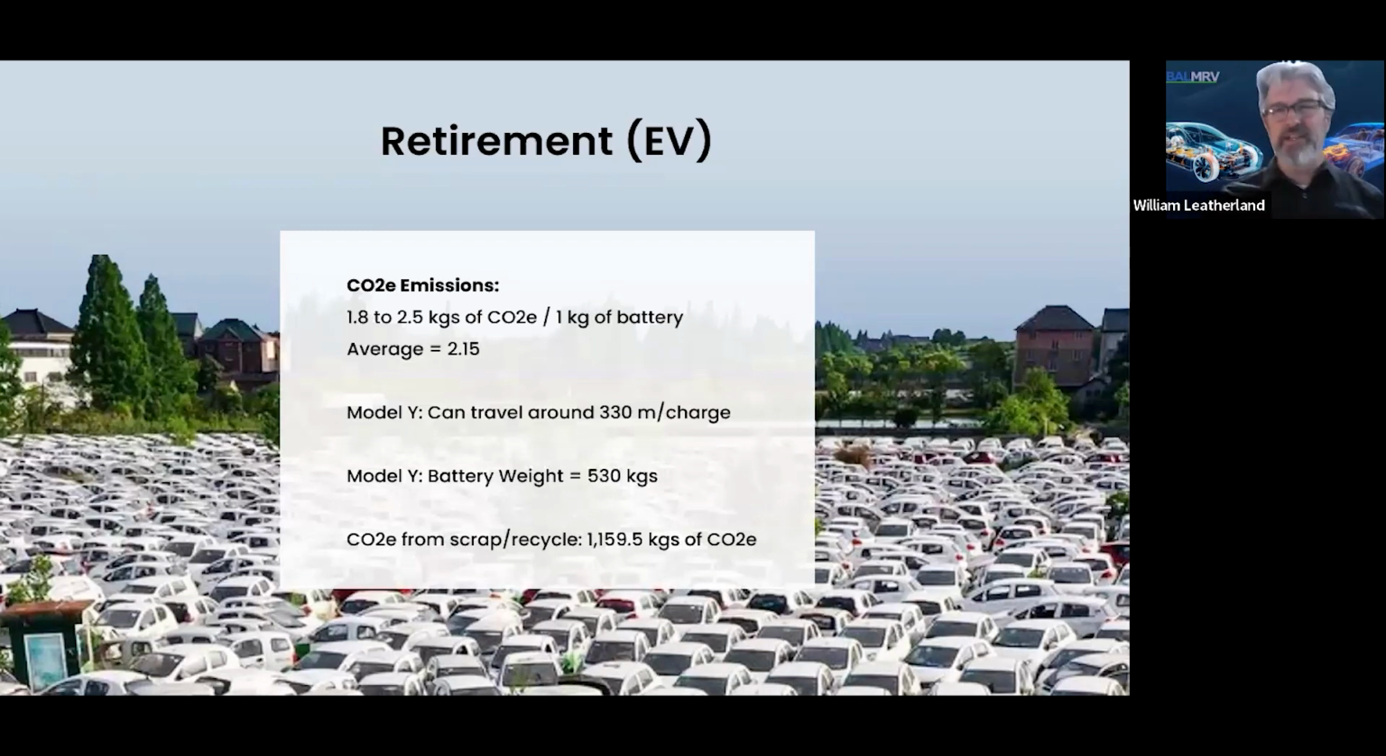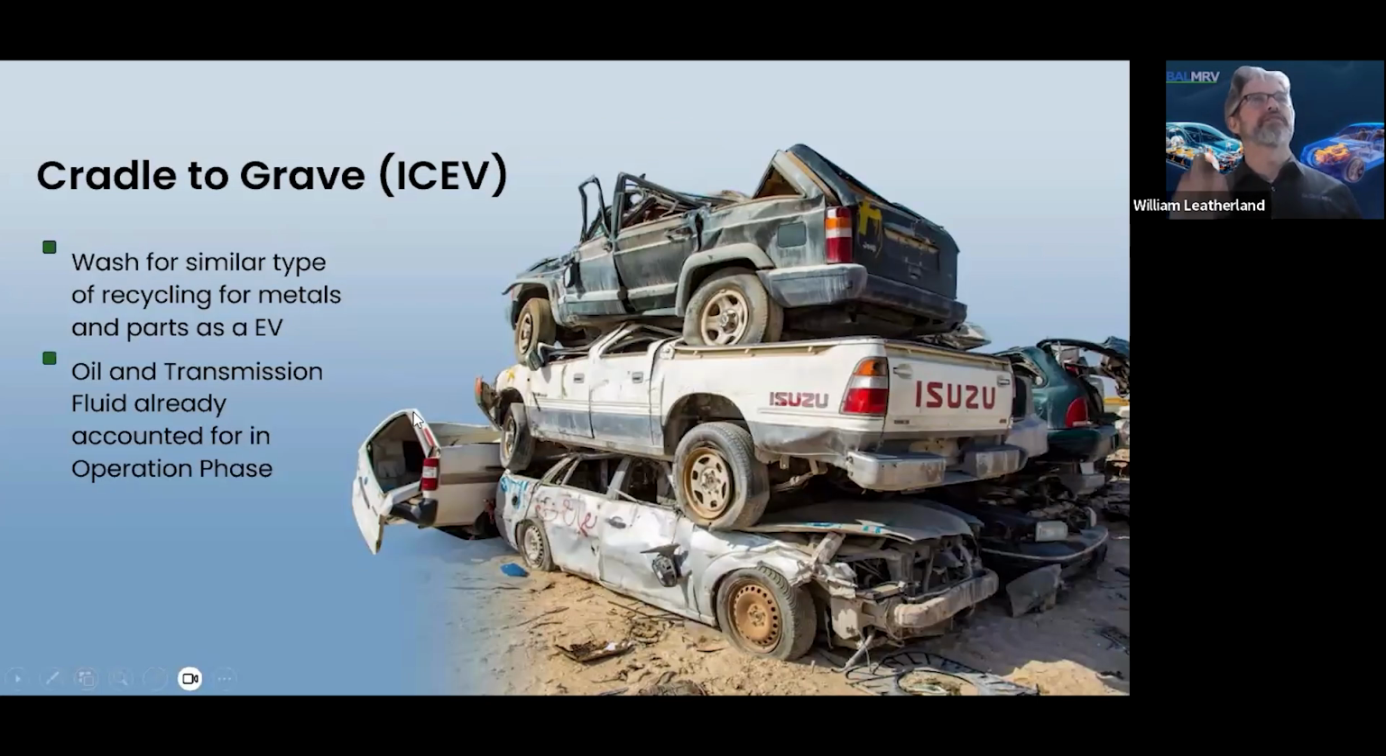And for the Model Y, that can travel about 330 miles per charge, the battery weight for that vehicle is 530 kilograms. So we multiply that 530 times 2.15, and we get 1,159 kilograms of CO2 equivalent. Now for the scrapping of the ICE vehicle, it basically comes out to zero. I know it's not zero, but I'm just taking off the pieces that would be equal for the EV and the ICE, other than the EV having the lithium ion battery having to be recycled and scrapped. So that's where the bigger number comes in for EV. We've already factored in oil and transmission fluid and accounted for it in the operation phase.